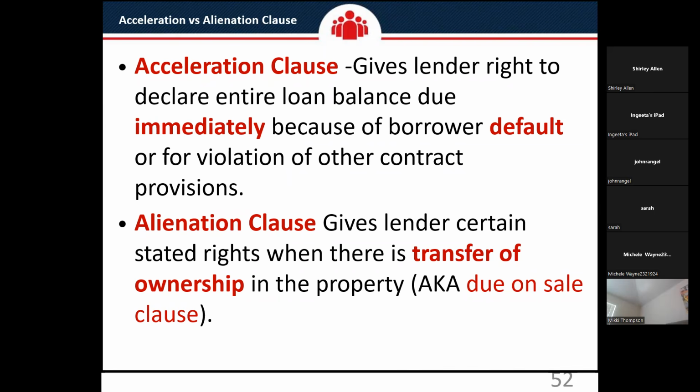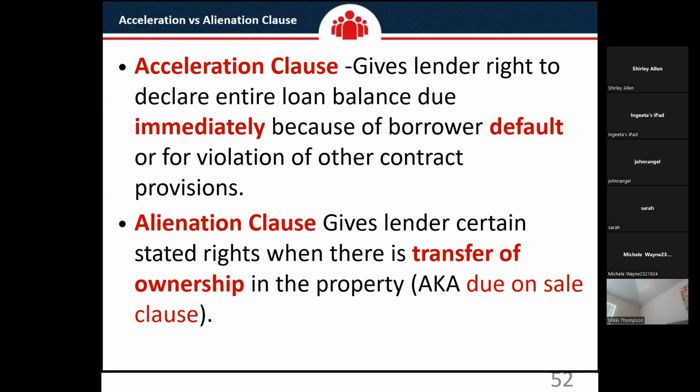Acceleration is when the borrower has defaulted on something. They want to call a loan. They want the whole balance paid off. They want to accelerate, like in a car. When you're driving, you accelerate, you speed things up. That's what acceleration means. They speed it up. They want it all because the borrower defaulted on some condition in the contract.